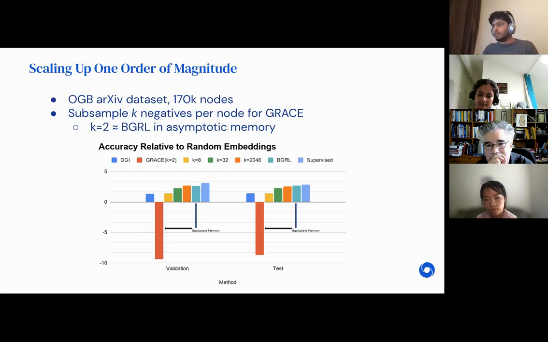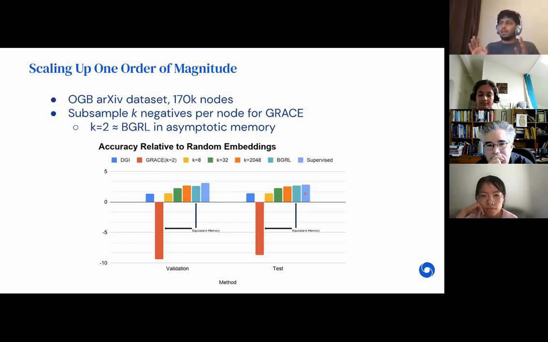So in red, we have the k equals 2 case. And here in light blue is BGRL. We see that for equivalent memory consumed, BGRL is much better. But slowly, as you start sampling more and more negatives, when you reach 2000 negative samples, BGRL and Grace are very close to each other. So it's hard to tell them apart if you have sufficient memory. But interestingly, they're also very close to supervised learning.